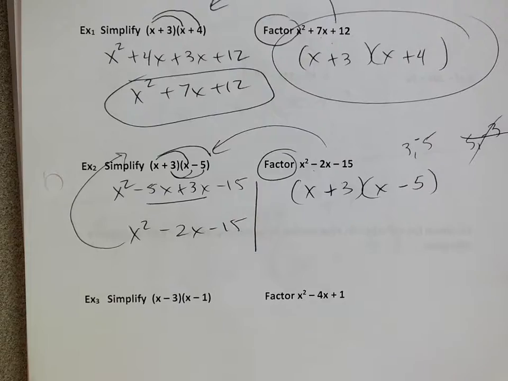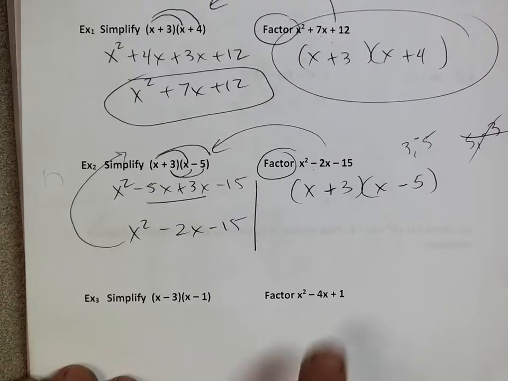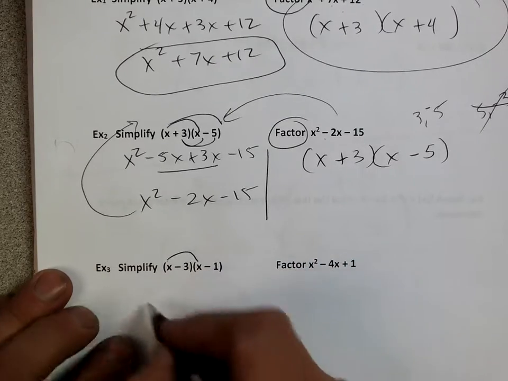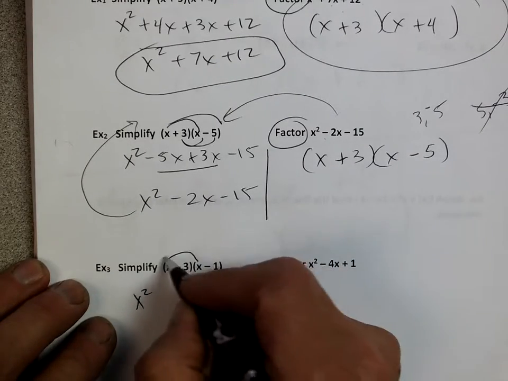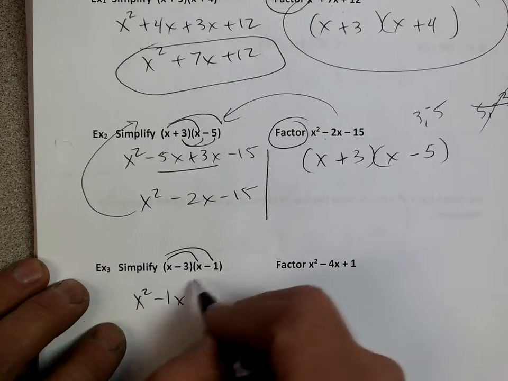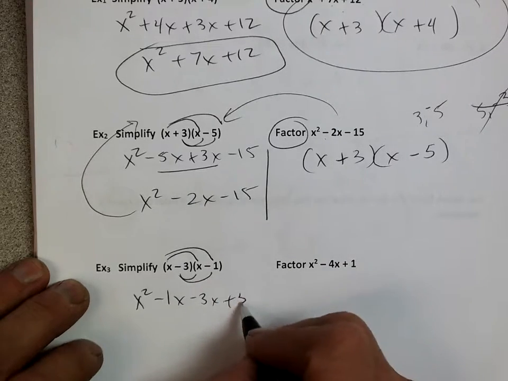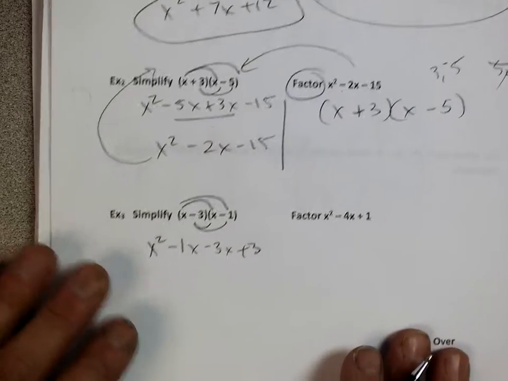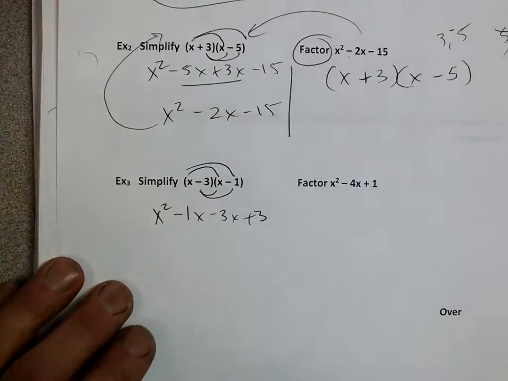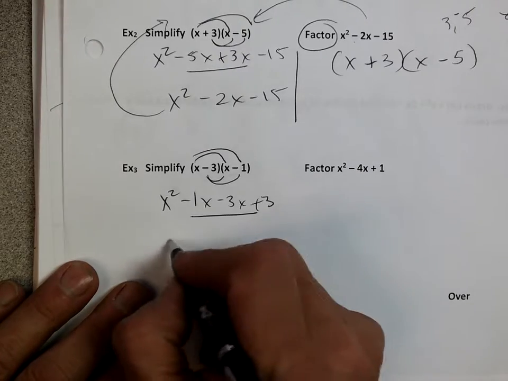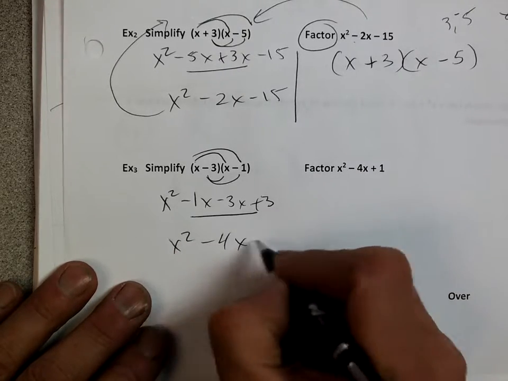Okay, again, let's do the third one. Even though we already know the answer, we know the answer is sitting here, but let's do it anyway. So we go that times that, x squared. That times that's a minus 1x. That times that's a minus 3x. And that times that's a positive 3, right? Everybody good? Nick's like, I got this. So then you combine the two middle terms: x squared minus 4x plus 3, right?